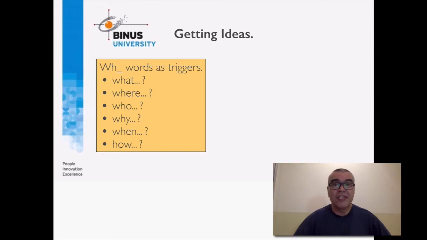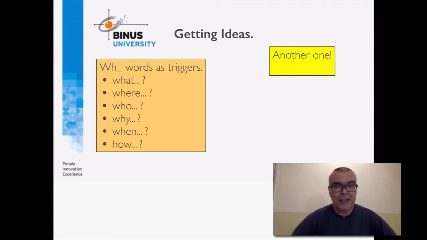But these are only triggers, and if you go through what, where, who, why, when and how, and you still need more ideas, the next thing you can do is you can talk about another one. So we looked at the example just before of a party that you attended. So you can talk about one party, and then you can talk about another party. And of course, when you do this, you can use the WH words again for the second party or the second topic that you're talking about. So with this strategy, you've simply doubled the amount of things that you can talk about.